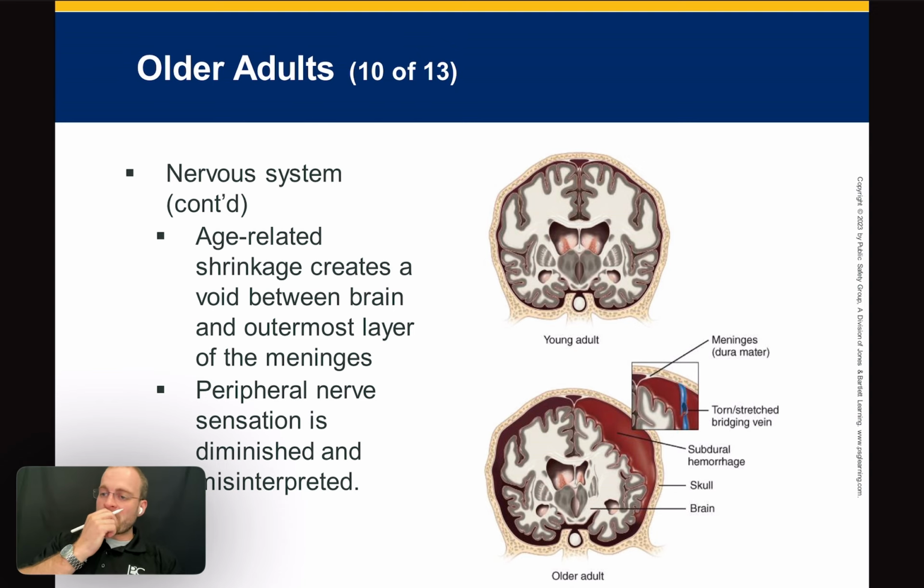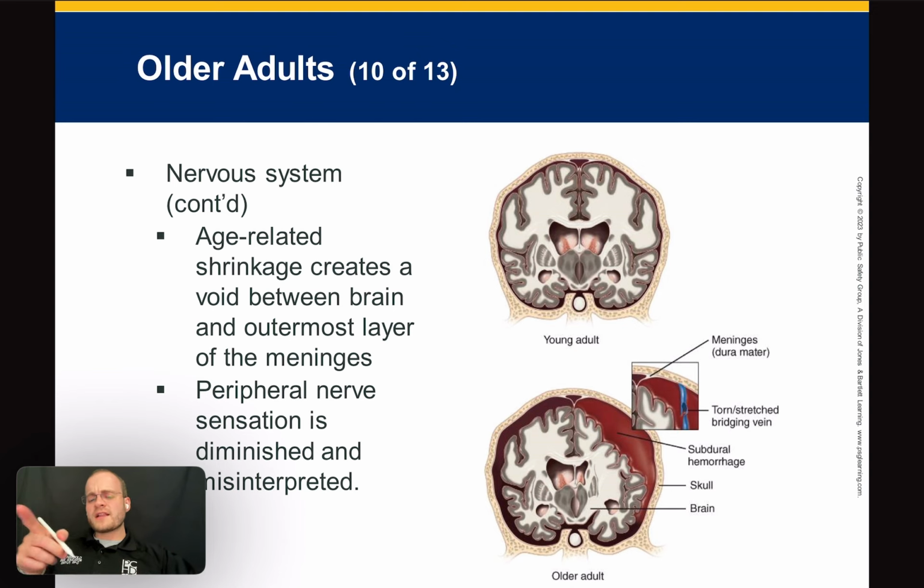These are veins, so they're low pressure. As we age, these bridging veins used to be real tight when our brain's real big, like mine right now. But as I age and my brain shrinks, it starts pulling on these bridging veins. With certain traumas, this vein can snap from this smaller brain size, and when it snaps, it's going to leak blood below the dura, which makes it a subdural hematoma.